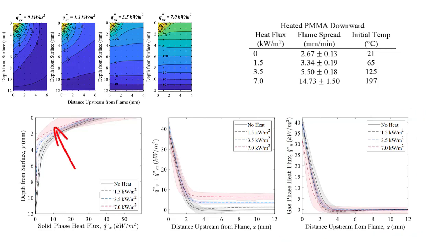We can also compare the solid phase heat fluxes for each of the heating conditions. Here we see a systematic decrease in the solid phase heat transfer as the external heat flux is increased.